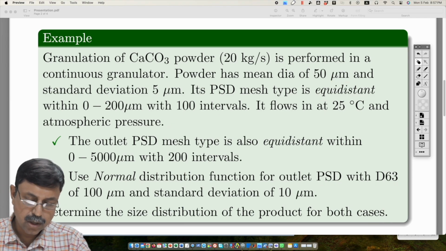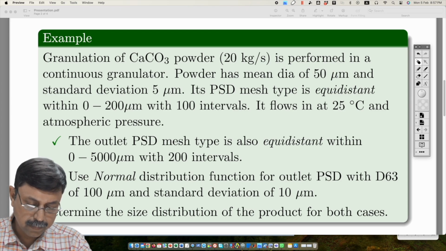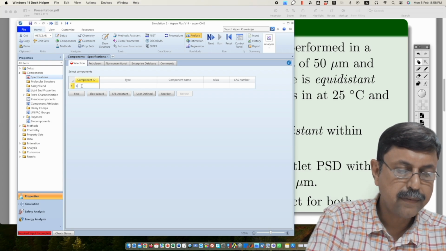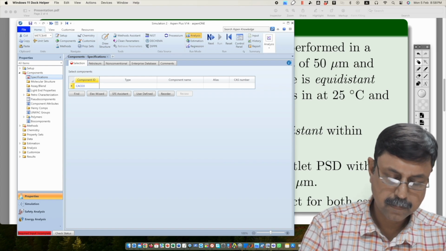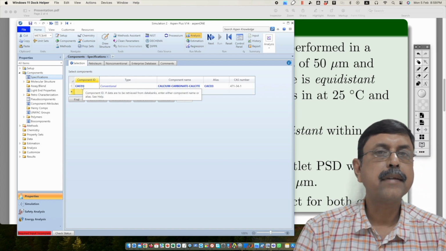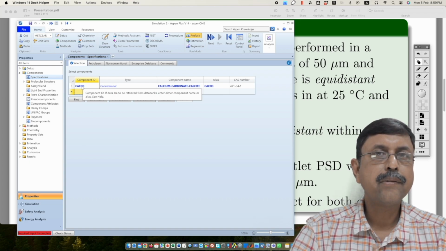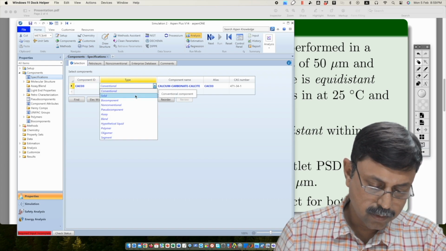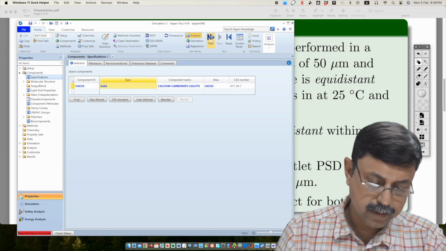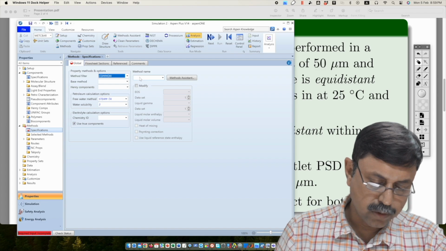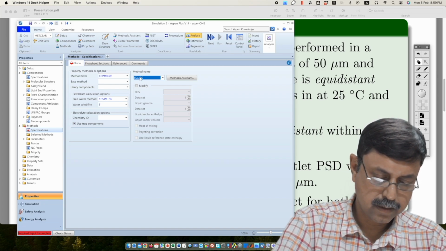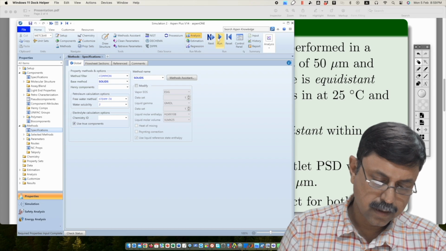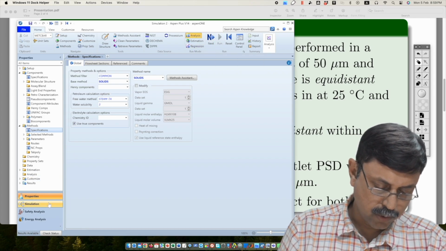Now let us do the problem. For that, we will go to the Aspen Plus window. So let us go to the property estimation. So you have calcium carbonate. But this calcium carbonate will not be conventional. It will be solids. Okay. So we take solid. Press next. We choose solid over here. Next. Run. Okay. Now go to the simulation.